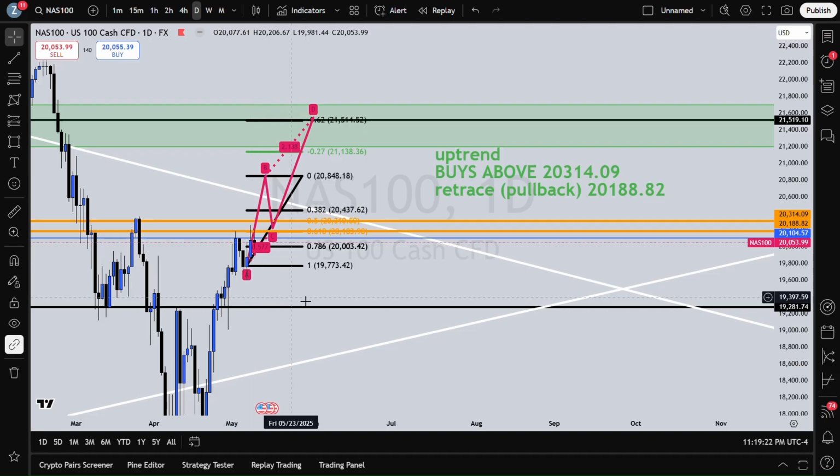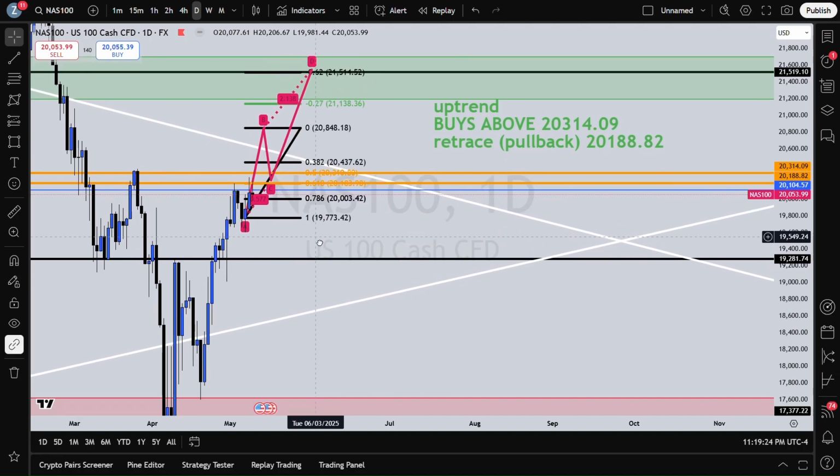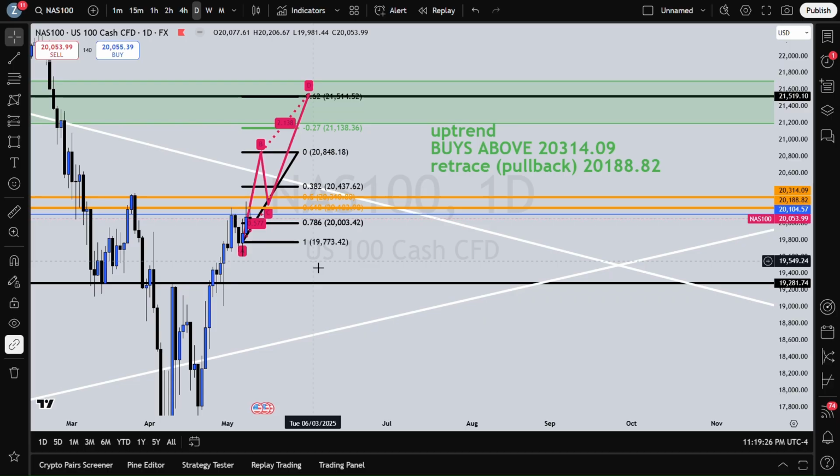So we're in an uptrend for NAS100 as well. We are looking for buys above 20,314.09, and we're going to expect a pullback around the 20,188.82 area. So once price gets into that zone, we know that we should be looking for sell positions and expecting that slight pullback before it continues up in the uptrend.